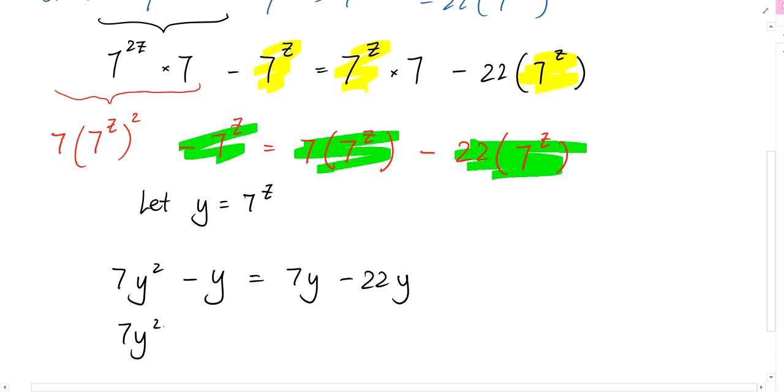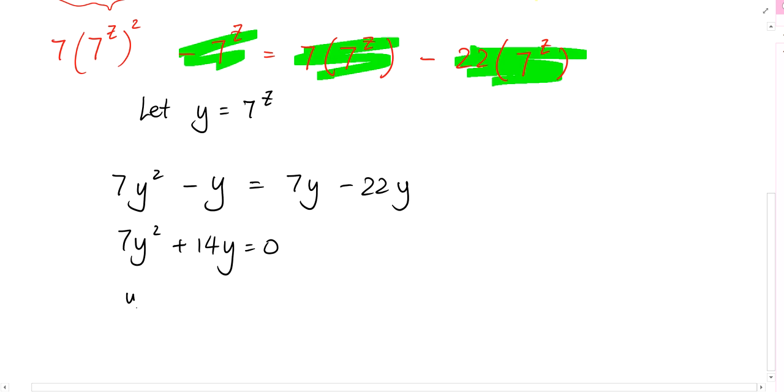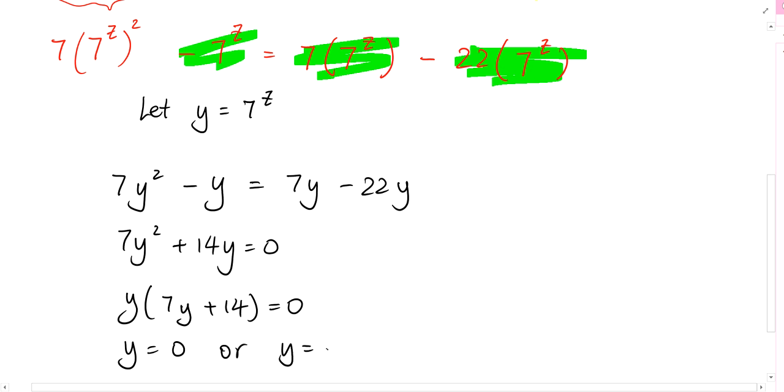7y squared. 7 minus 22 gives me negative 14. No, 7 minus 22 is negative 15, right? Negative 15, bring it over, becomes positive 15. So plus 14y equals 0. Am I right? Okay. So quite clearly, we are supposed to factorize now. 7y, y divided by y. 7y plus 14 equals 0. So y equals 0 or y equals negative 2.